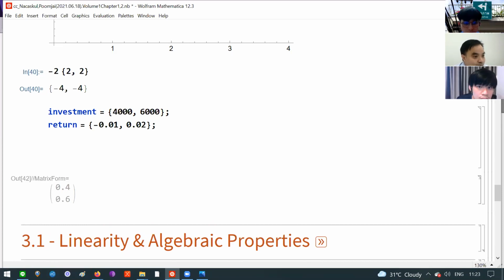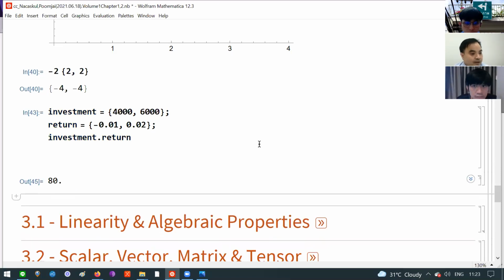So how much money do you make? Investment dot return is 80. Why do you make 80 baht? Because you gain 2% from this. What's 2% of 6,000 baht? It's 120, right? What's a 1% loss on 4,000 baht? It's 40 baht. So 120 baht minus 40 is 80.